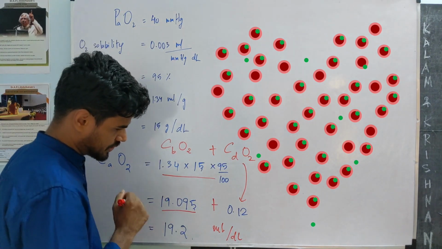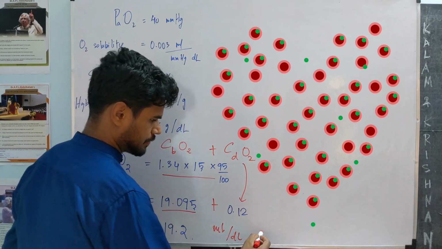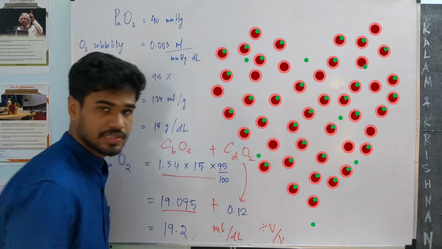Finally, for the common session, try to answer why ml per dl is the same as percentage volume by volume. Try to answer that in the comment section.